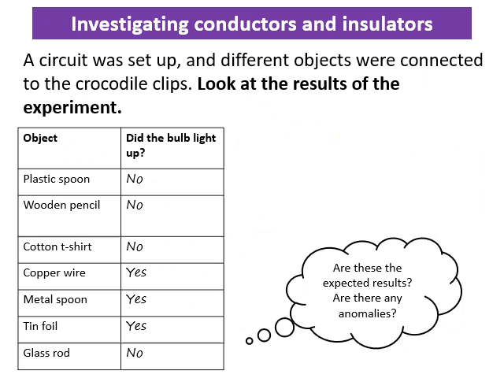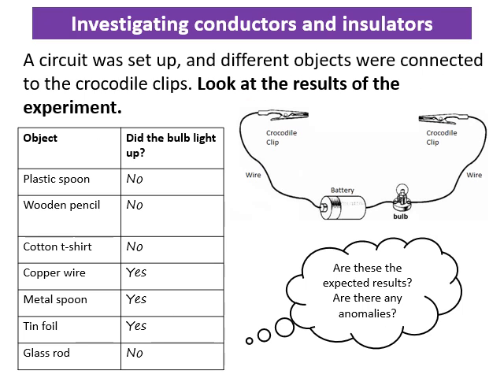So these are the results to the experiment, and there's the circuit again. The student that set this up looked to see if the bulb lit up. If the bulb lights up, that means the material is a conductor because it conducts electricity. If the bulb did not light up, that means it's an insulator, so it does not conduct electricity. So have a look at the results. Are there any that you didn't expect, or are there any anomalous results?